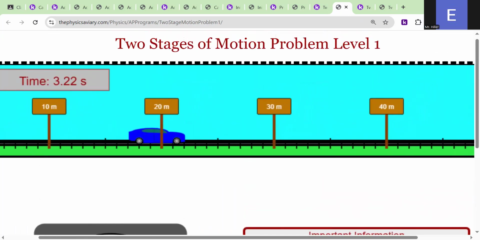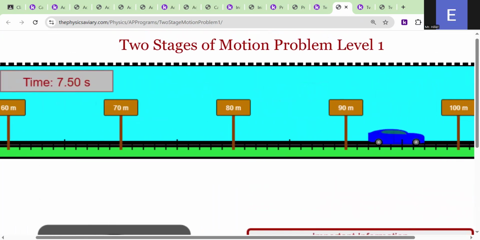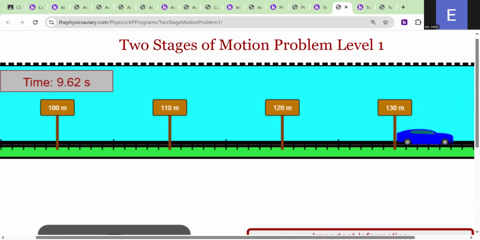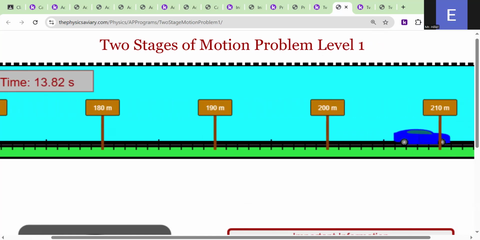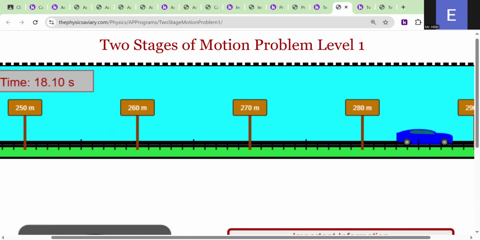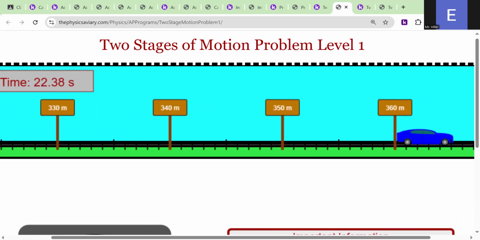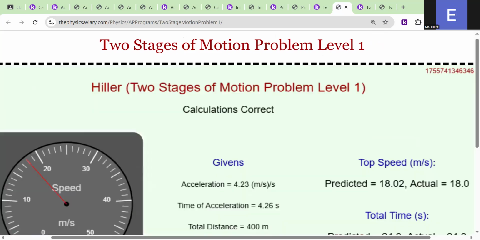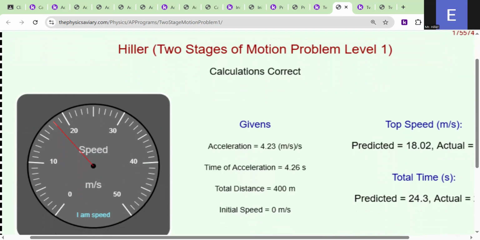Okay, it's going to accelerate until it reaches your predicted values. It'll take a minute to get up to 24 seconds. You can see it's going at a constant speed right now. All right, there we go. Hopefully you were able to get question number 9 correct.